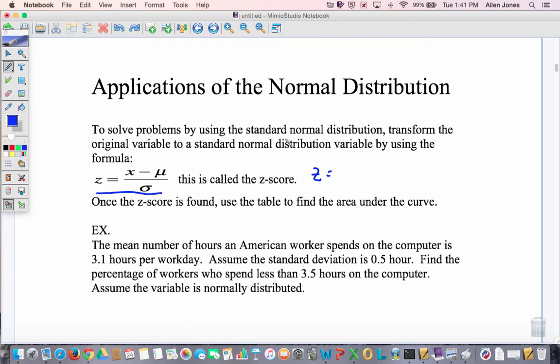Something that might be a little bit more legible is the value minus the mean divided by the standard deviation.